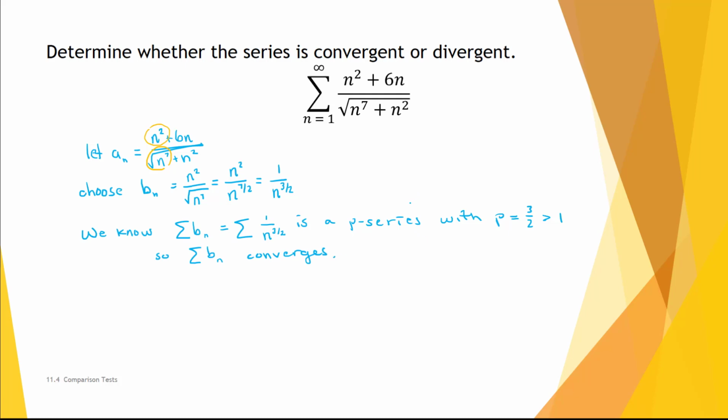What we are hoping is that we can use a comparison test to show that the series a sub n also converges. Now we know that for the direct comparison test, we would need to show that a sub n is less than or equal to b sub n. However, this is not at all clear. So instead, let's use the limit comparison test.